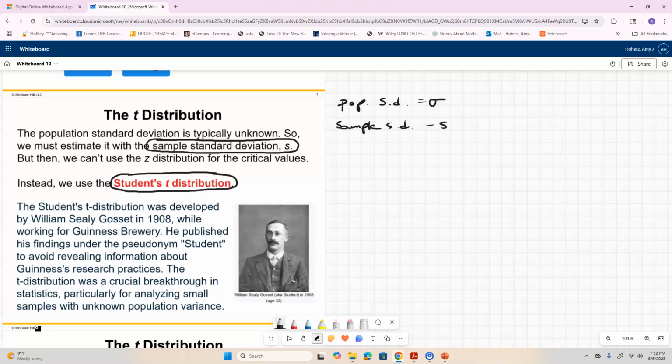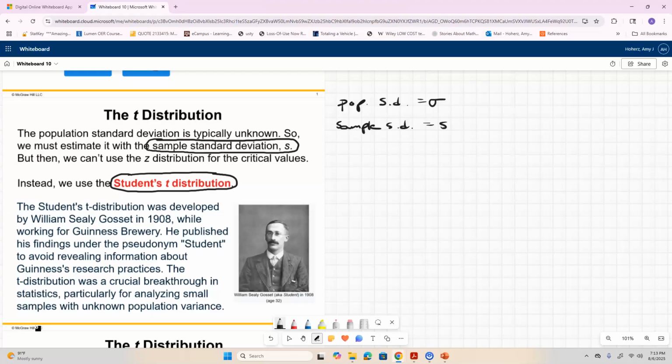And no, it's not. The reason that it's called student is kind of an interesting story. It was developed by a man named William Sealy Gosset in 1908, and he actually worked for the Guinness Brewery. He published his statistical mathematical findings under a pseudonym, and he just picked student as his pseudonym. It was to avoid revealing information about Guinness's research practices. They were proprietary practices, and he didn't want to get in trouble at work.